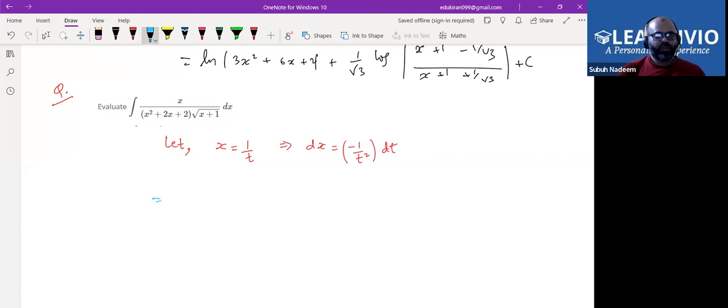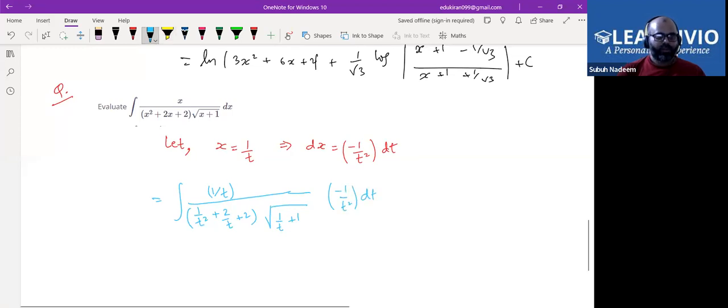So when you do this, x will be 1 by t here and x square will be 1 by t square. 2x will be 2 by t and then plus 2, and root over x plus 1 will be root over 1 by t plus 1. And this dx will be minus 1 by t square dt. So this is what you will get.